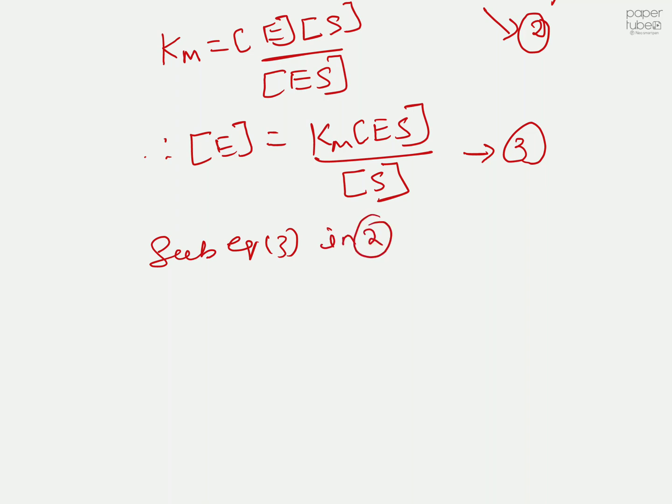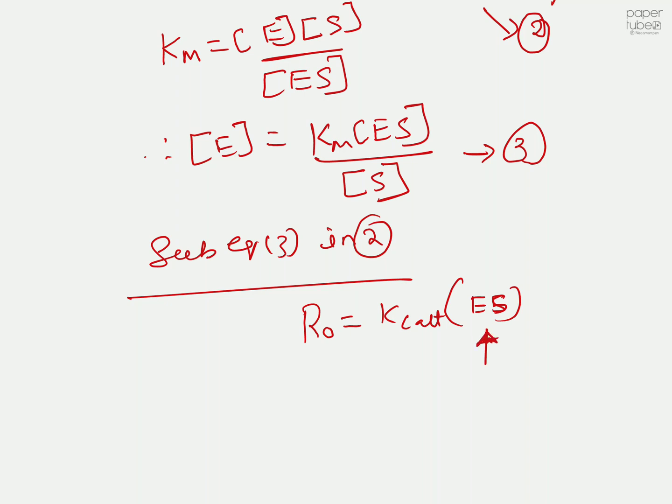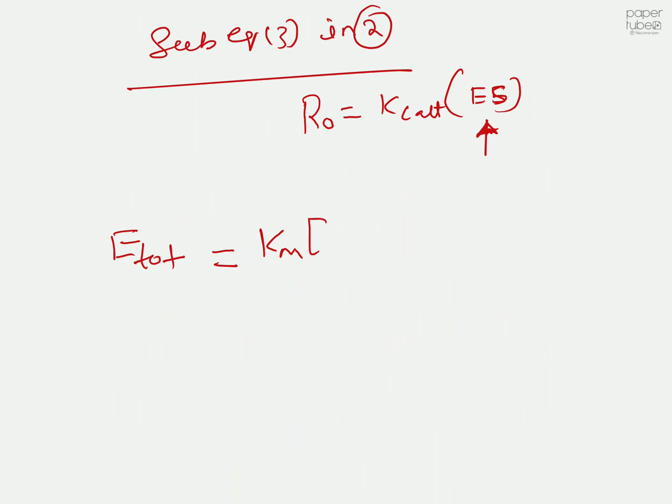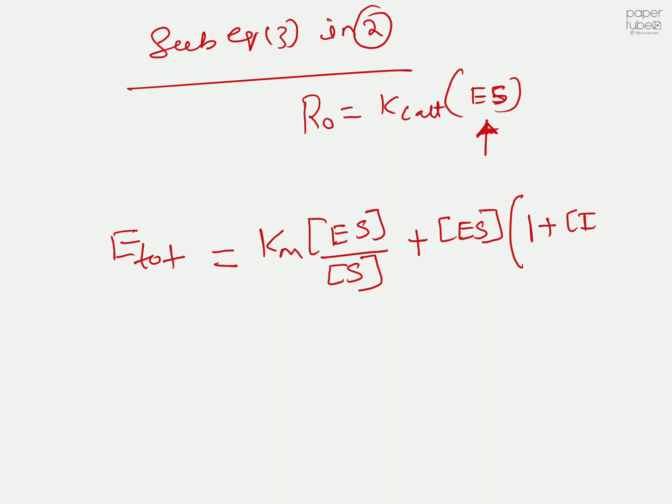What we are trying to do is calculate the initial velocity, K catalyst multiplied by ES. So we have to find some value for enzyme substrate complex. That's what we are trying to derive at the moment. When we substitute 3 in 2, we will get E total. So take this value and substitute here. That should be equal to Km ES divided by S plus enzyme substrate complex times 1 plus inhibitor concentration divided by Ki.